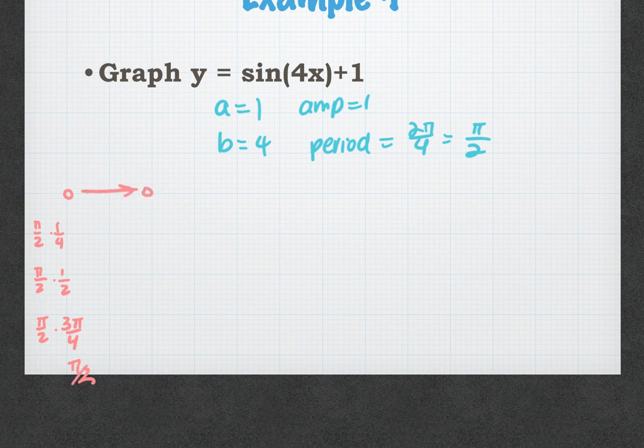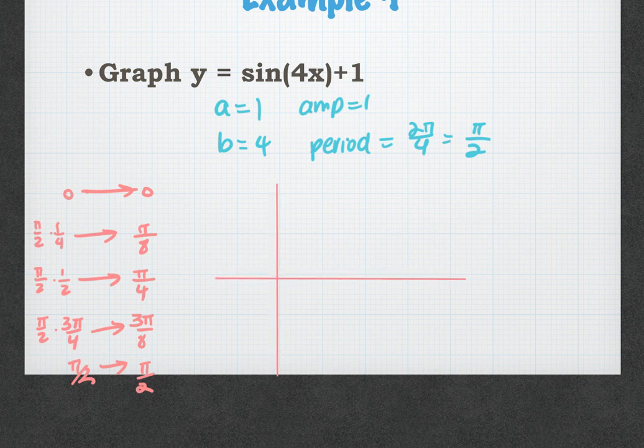So this stays as my first key point. Second key point is pi over 8. Third key point, pi over 4. 3 pi over 8. And the last one, pi over 2. And then I go to the graph. My first key point is at 0. The second one is pi over 8. The third one is pi over 4. The fourth one is 3 pi over 8. And the last one is pi over 2.